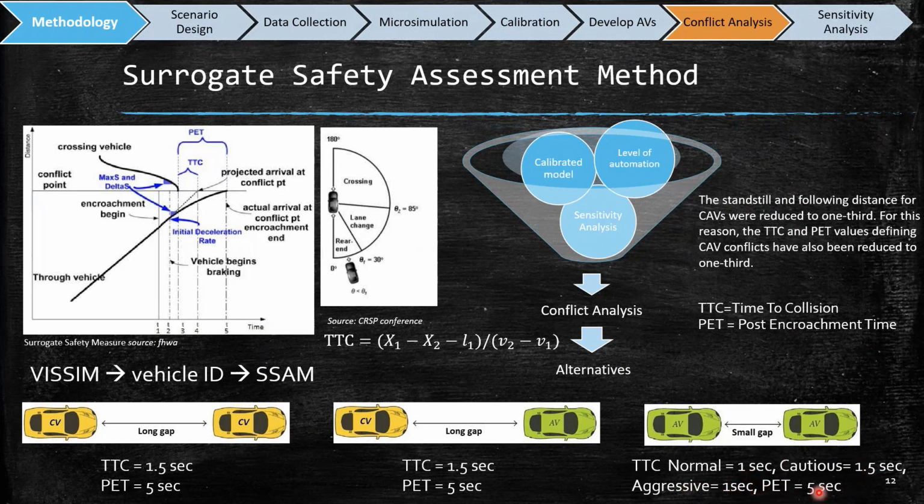It doesn't have impact in this case, and we consider it a constant value of 5 seconds for all of them. But as you see, for the conventional vehicles, when they follow another conventional vehicle, or maybe when they follow the AVs, we evaluated based on TTC 1.5.